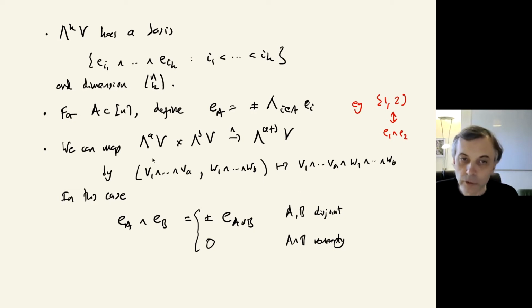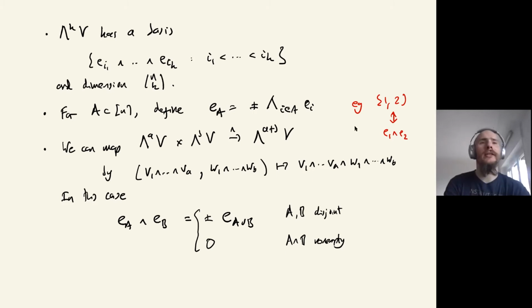And you can also multiply these vectors together with the wedge product. Sorry, just a little clarification. So here, this sign, what does it depend on?